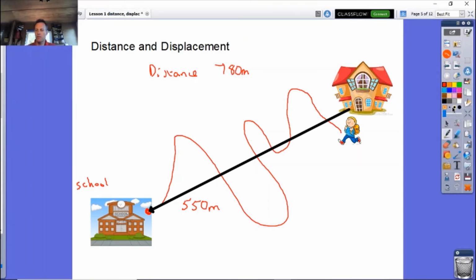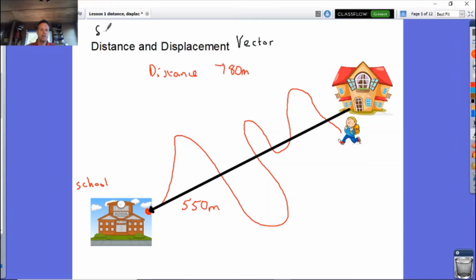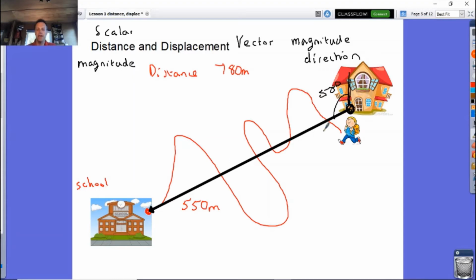Displacement is going to be a vector quantity, and your distance is going to be a scalar. To remind you, a scalar only has magnitude, which is a posh word for size, whereas a vector has magnitude but also a direction. Hence what we did earlier in the year, here's a vector, and if I take that point there, that angle could be 50 degrees, whatever. It's like a bearing. That's why it goes in a straight line. And that's the difference between distance and displacement. Distance is a scalar, displacement is a vector.